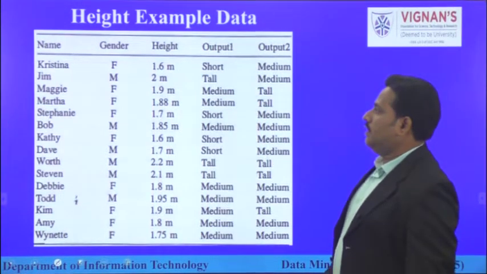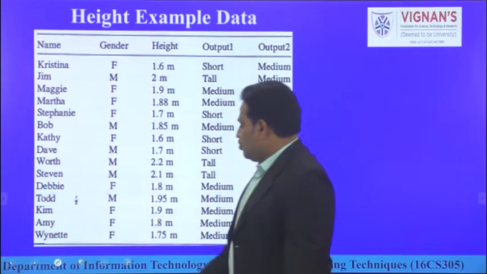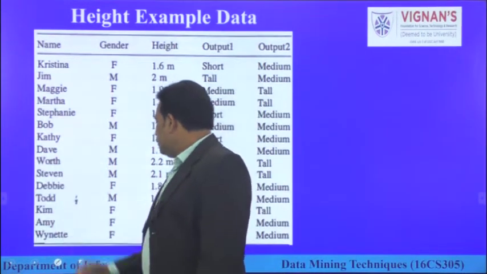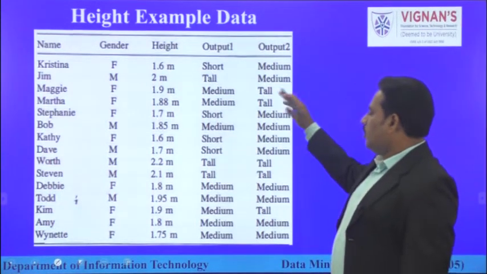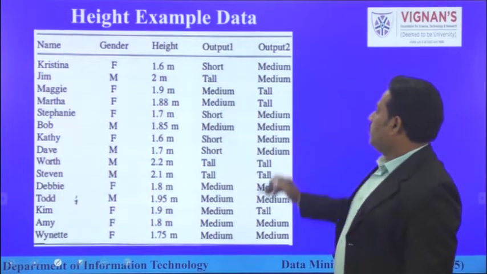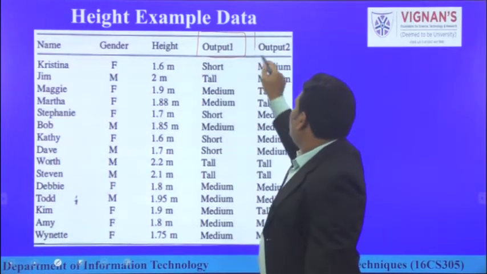If you look carefully at this height example data set, based on the gender and the height, we want to give a label. Here we have two different types of outputs. We got two different outputs.